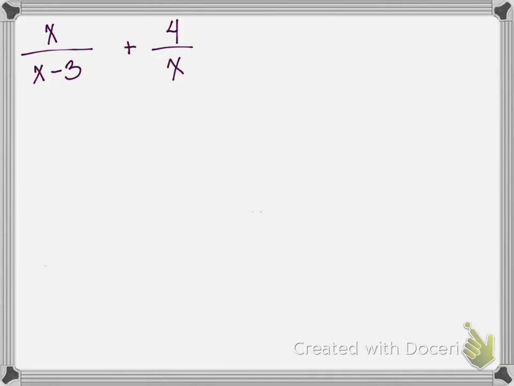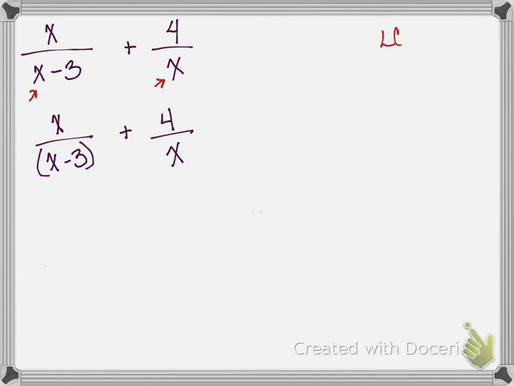X over x minus 3 plus 4 over x. Okay. I can't break any of my common denominators down. What I want you to remember is that x minus 3 is a binomial. It has to stick together. You have to keep it together as a unit. So this x and this x are not the same thing. Okay? They're not the same thing.